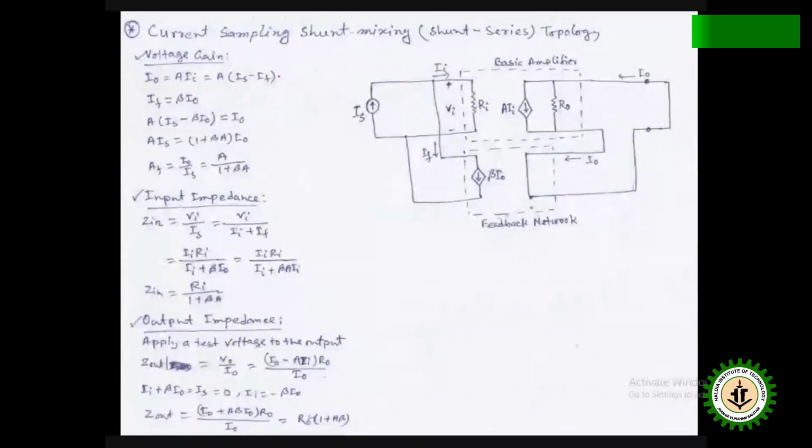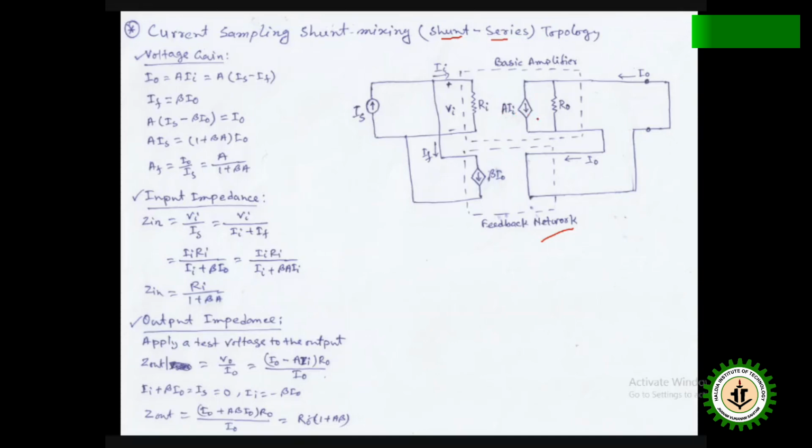First we see current sampling, shunt mixing. That means shunt series topology. This is the equivalent circuit diagram. So here you see for the basic amplifier, this is the input resistance Ri, and the output resistance R naught. There is a current source which depends on the input current, that is Ii.